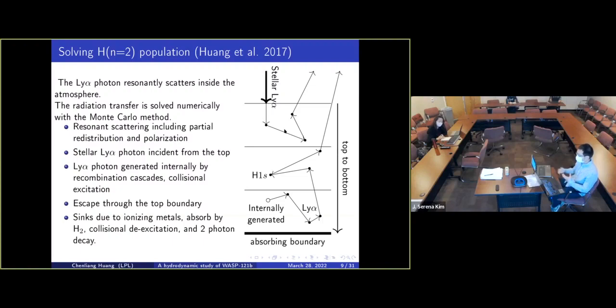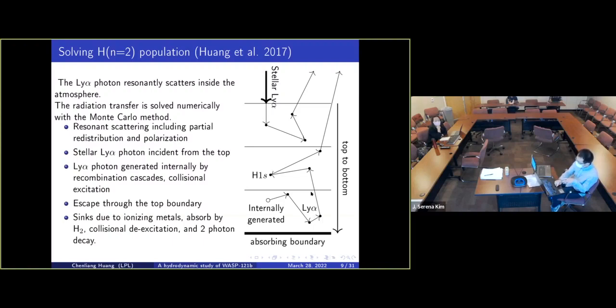Lyman alpha can have three original sources. It can be a stellar Lyman alpha input from the top of the atmosphere. Lyman alpha can also be generated internally. When hydrogen recombines, typically we have case B recombination, so it eventually recombines to the n equals 2 states, and then it will emit a Lyman alpha. So every recombination will emit a Lyman alpha. Also, there can be a collisional excitation that emits Lyman alpha. So there are external sources and internal sources.